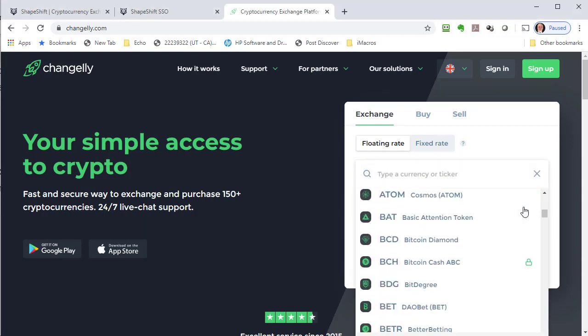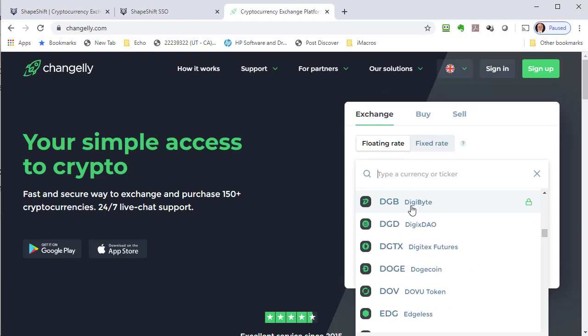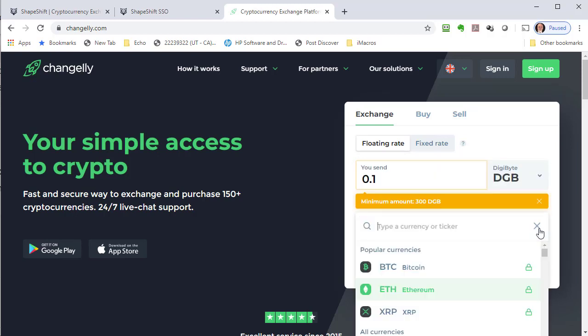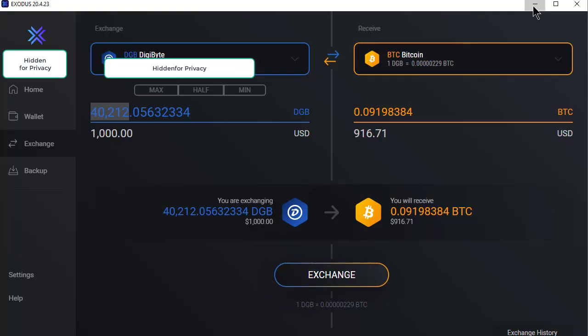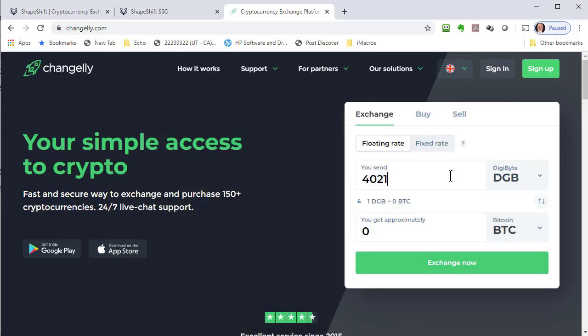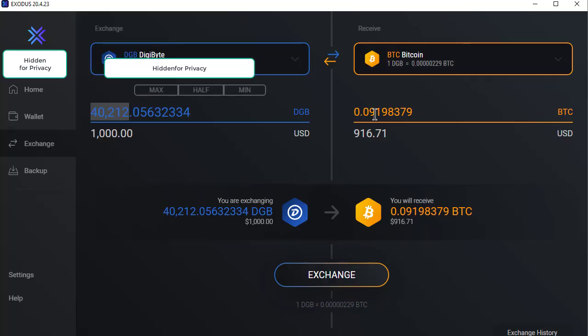Here, let's see if we can sell DGB. We want to go to Bitcoin, and just to use similar numbers. Off the video, I went back to Exodus, and I found out that right now, $1,000 of Digibyte is 40,212 digis, and you can see they're going to give us 0.987 Bitcoin. Here, we're only going to get 0.091 Bitcoin. So I would say that's a huge difference.